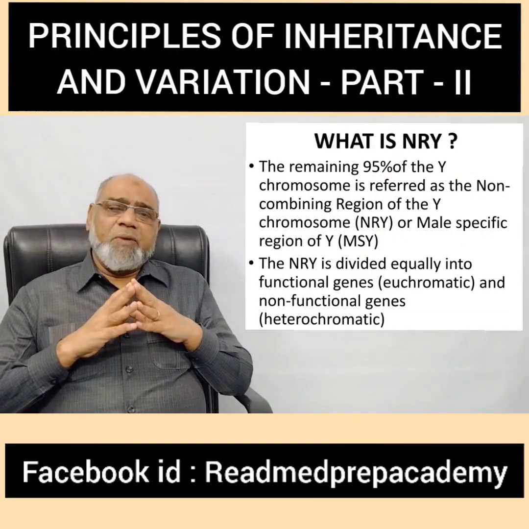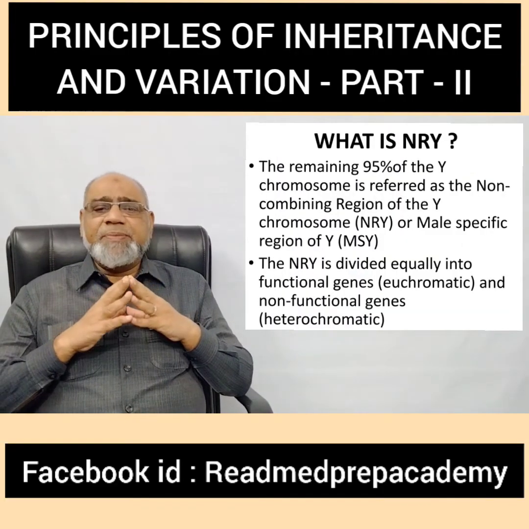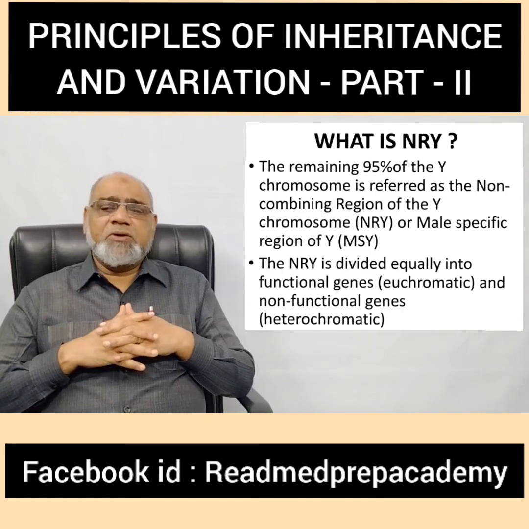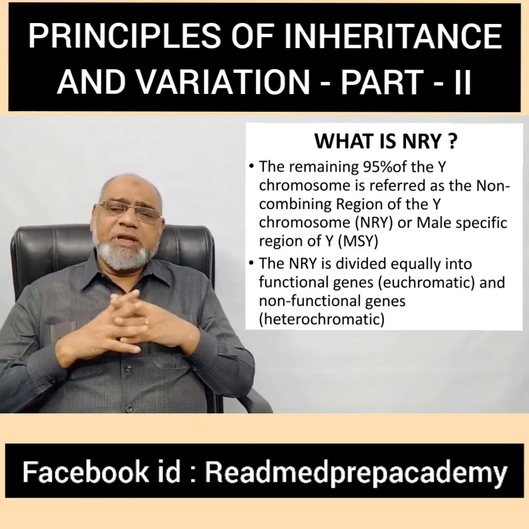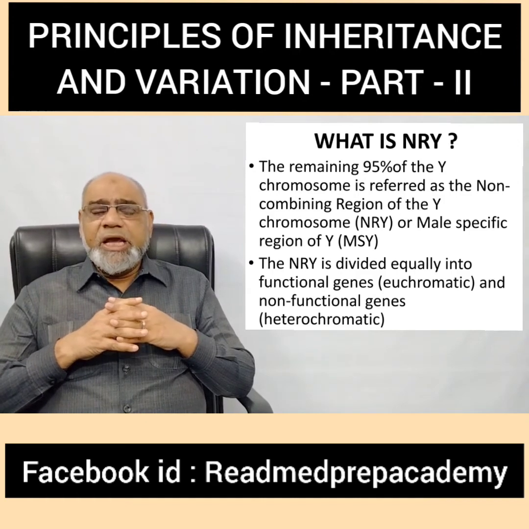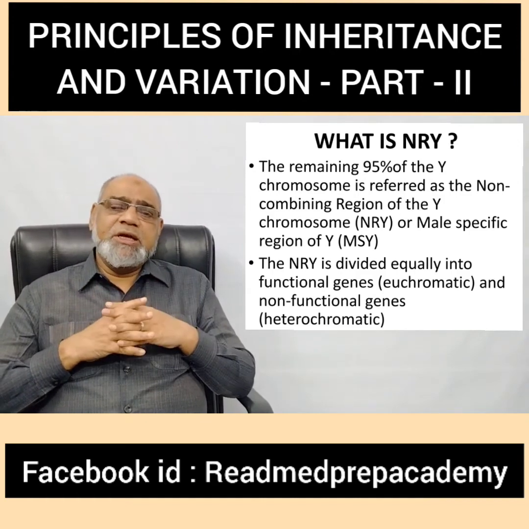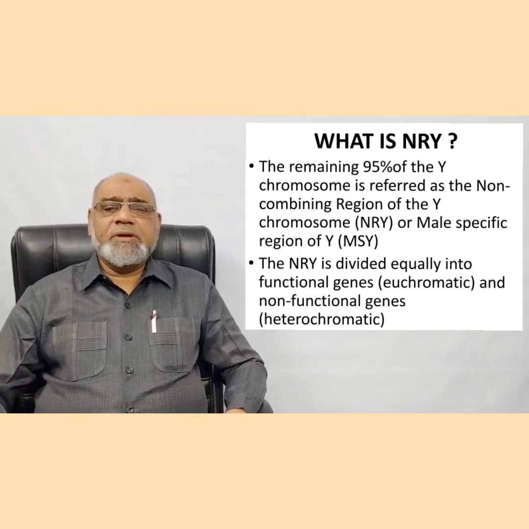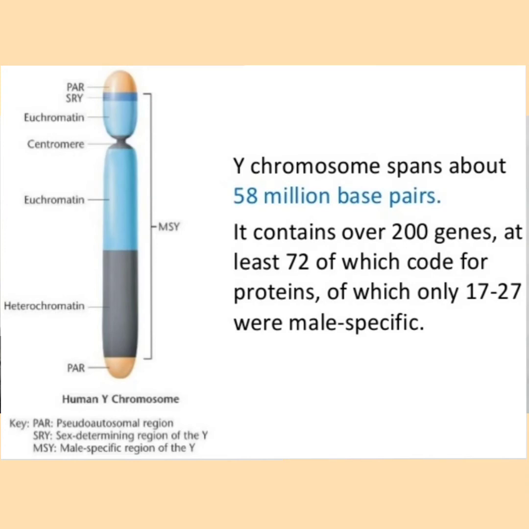What is NRY? The remaining 95% of the Y chromosome is referred to as the non-combining region of the Y chromosome, or the male-specific region of Y. It is divided equally into functional genes, euchromatic, and non-functional genes, heterochromatic. Here you can see the Y chromosome, which has the pseudo-autosomal regions at both ends, and the euchromatin and the heterochromatin. The Y chromosome spans about 58 million base pairs.